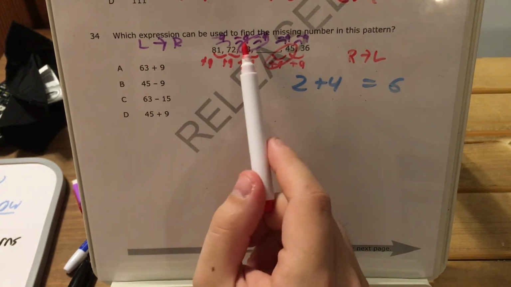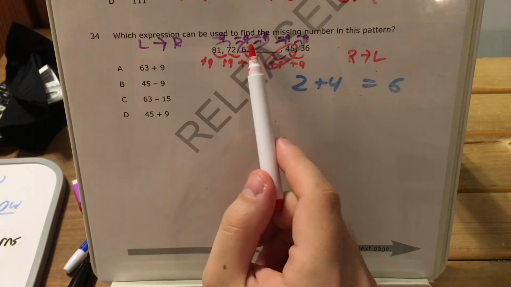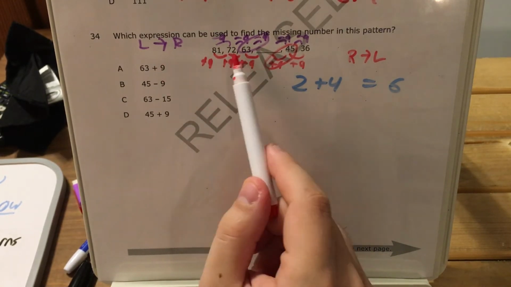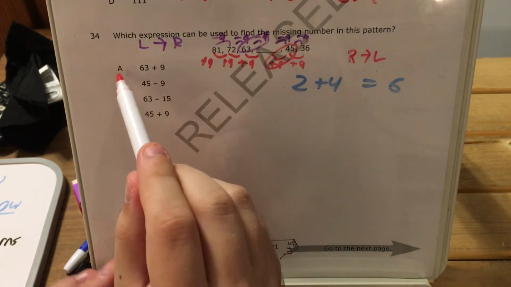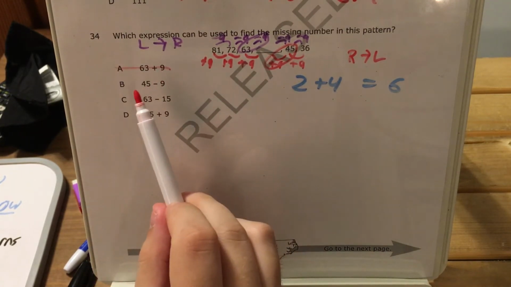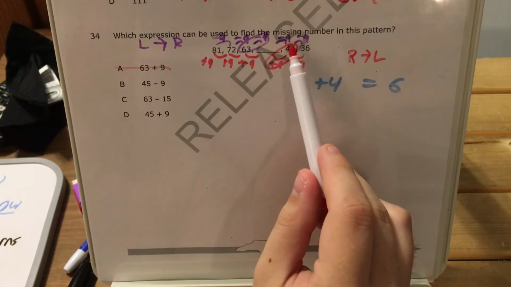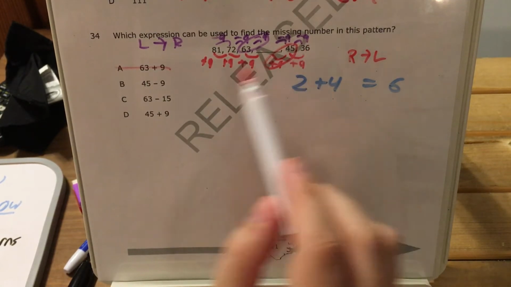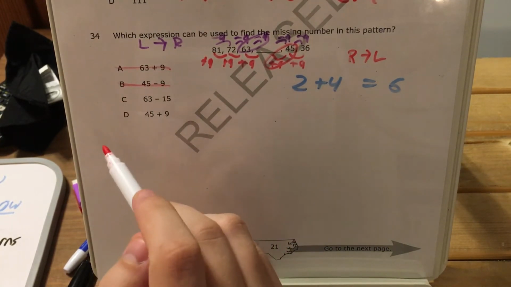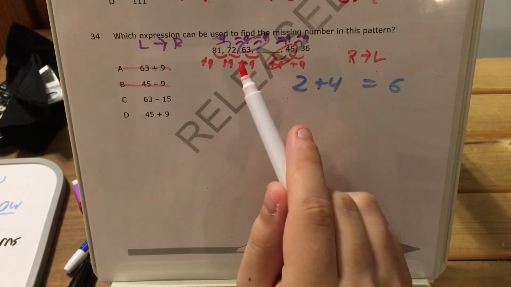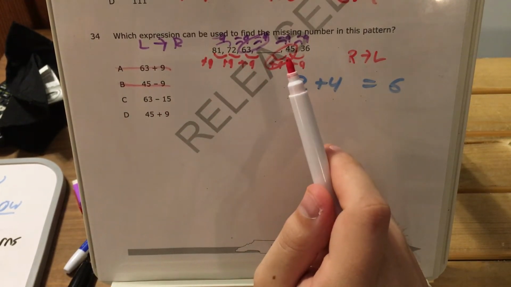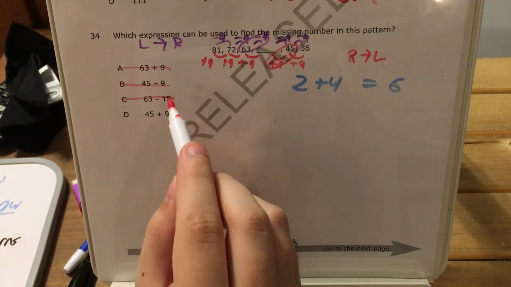63 plus 9, I mean, it's close, but plus 9 is going the other way, and that would get us to a number that we already know, so it can't be A. For choice B, 45 minus 9, same idea, it's right next to it, but minus 9 takes us to the right to a number that we already know, so it can't be that. Choice C, 63 minus 15, I don't even see 15 on here. 15 just has no place in this problem, so it can't be that.